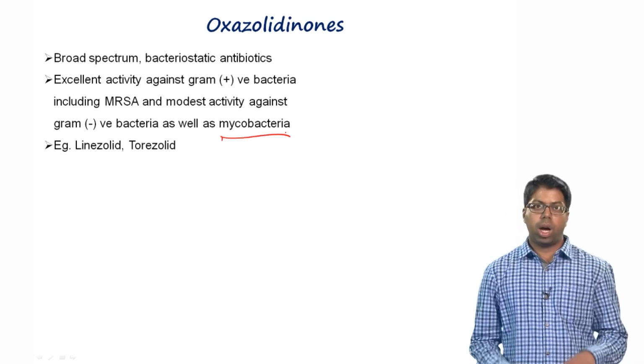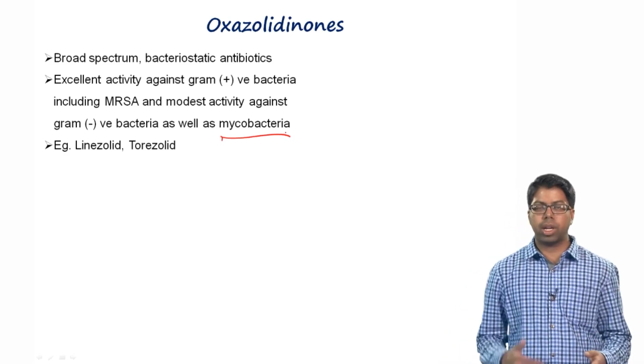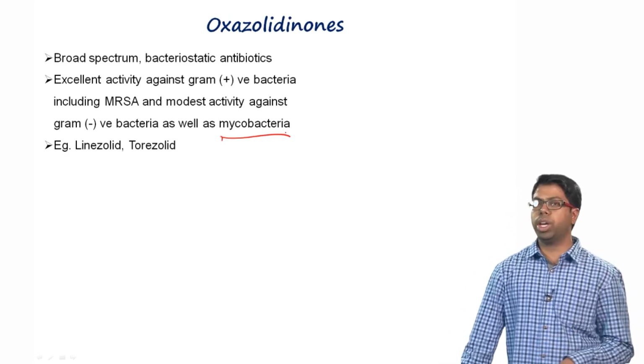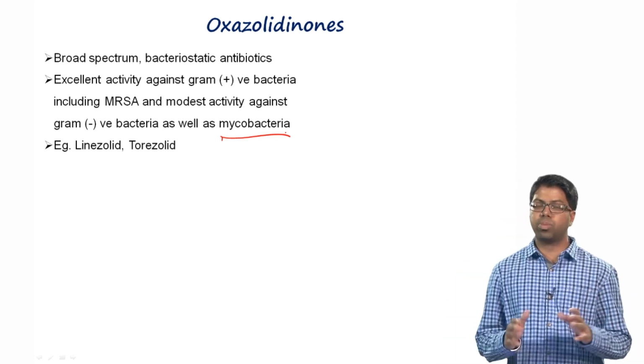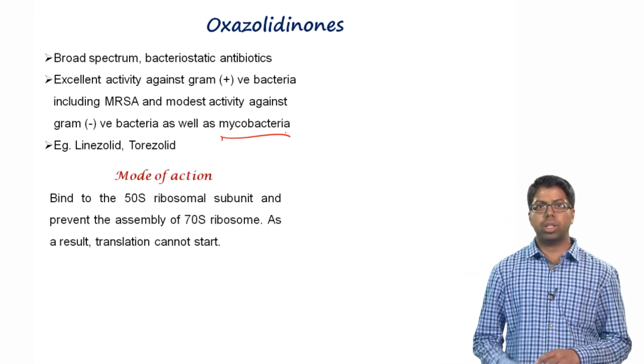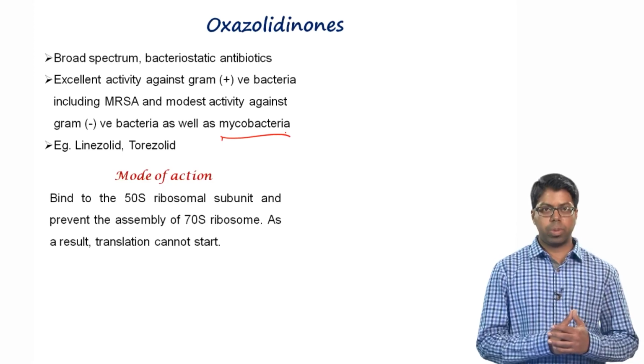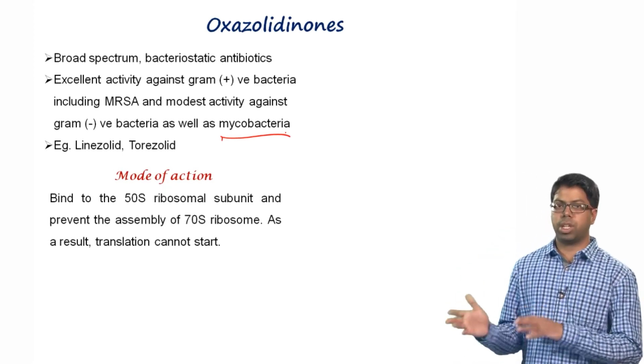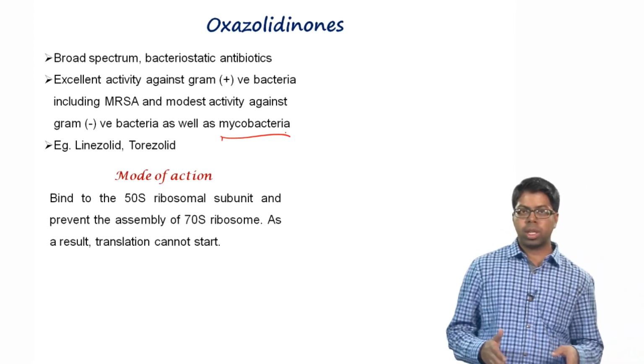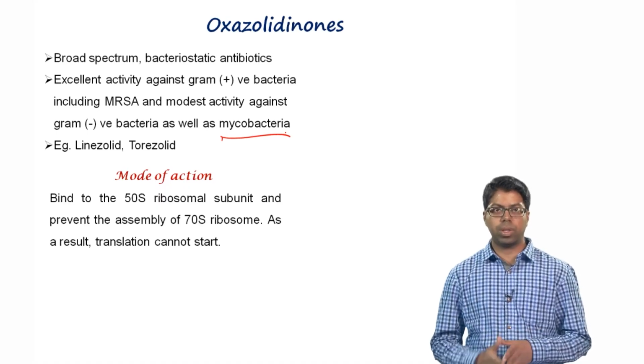Linezolid and torezolid are some of the antibiotics that belong to this family. They have a unique mode of action. Their mechanism is more or less similar to aminoglycosides. Here, they bind to the 50S ribosomal subunit and prevent the formation of the 70S ribosomal complex, and as a result, it inhibits the initiation phase of protein synthesis.